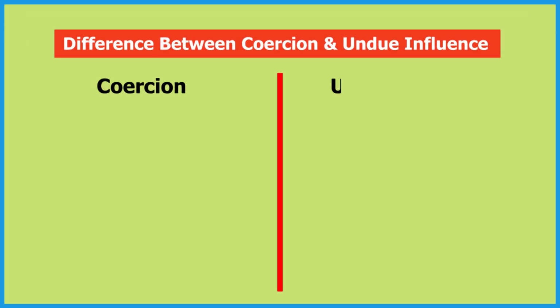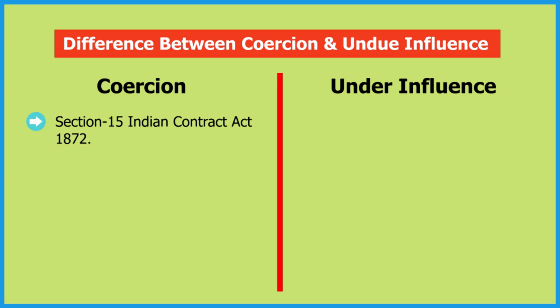Let us understand what is the difference between coercion and undue influence. Because we have covered coercion and undue influence, it is very important to understand the difference between these two. Coercion falls under section 15, whereas undue influence falls under section 16 of the Indian Contract Act 1872.